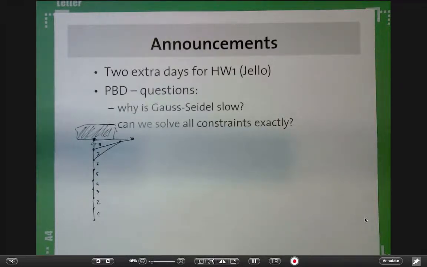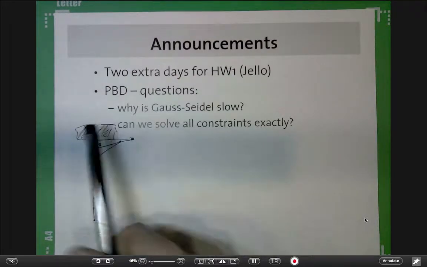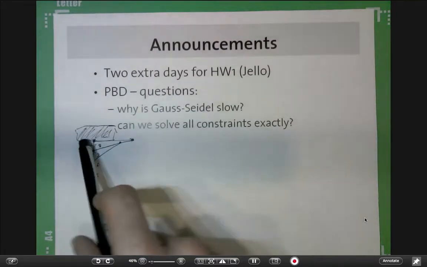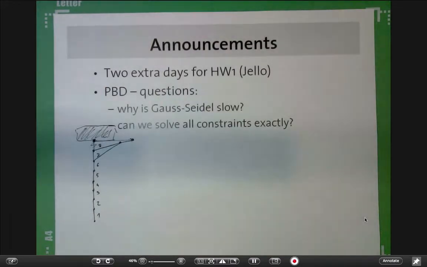The other question, just to make sure you got it: do we want to solve all constraints exactly in position-based dynamics? I think I also mentioned it. We don't, right? And why not? What would happen if we did solve all the constraints exactly? This is supposed to be something like a rope hanging from a hook or whatever. If we solved all the constraints exactly, how would the simulation look?